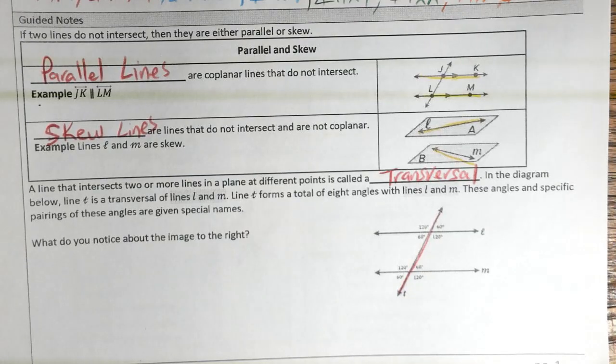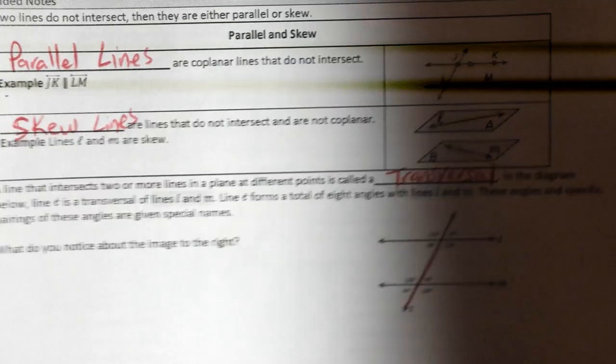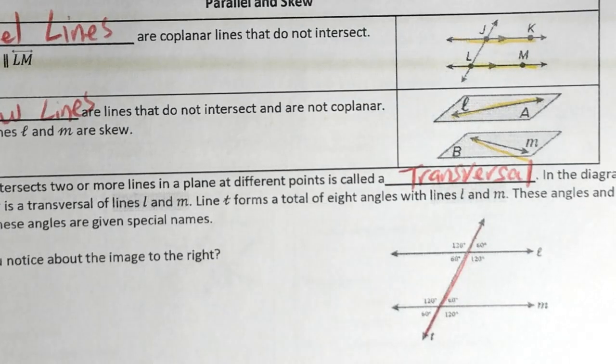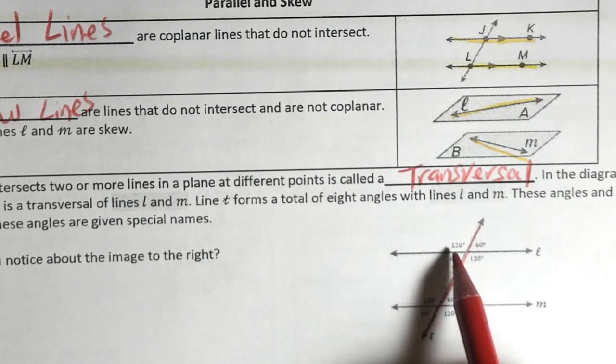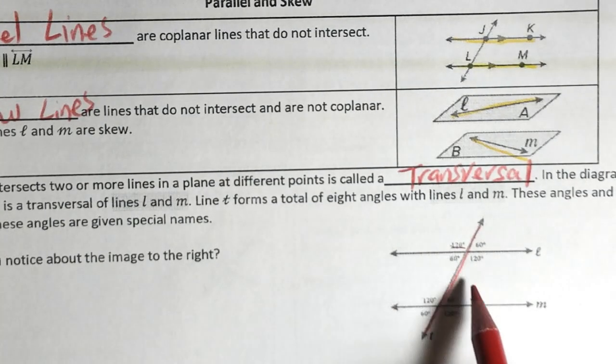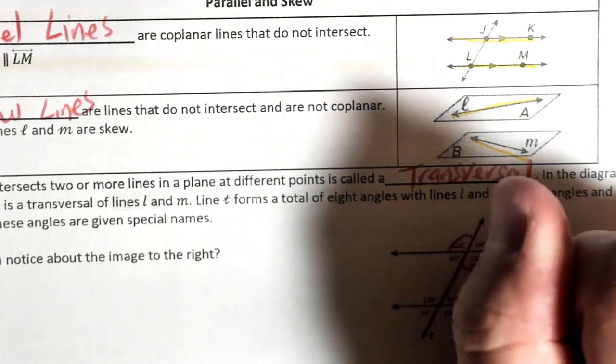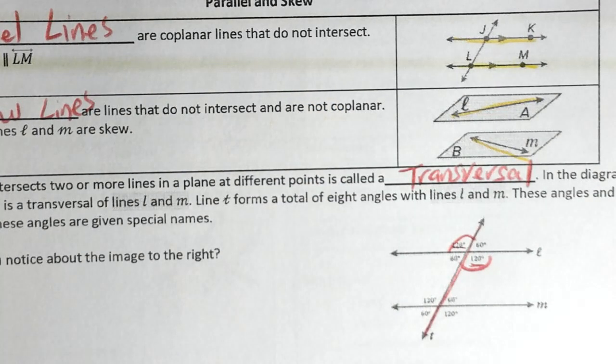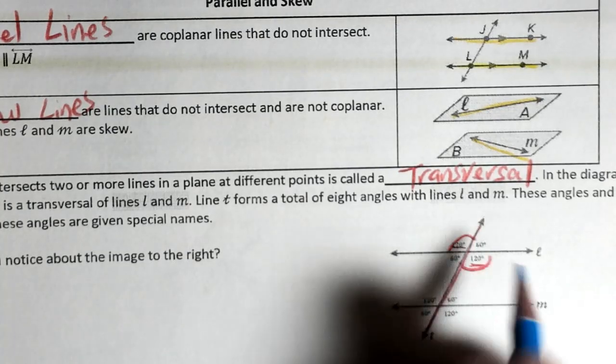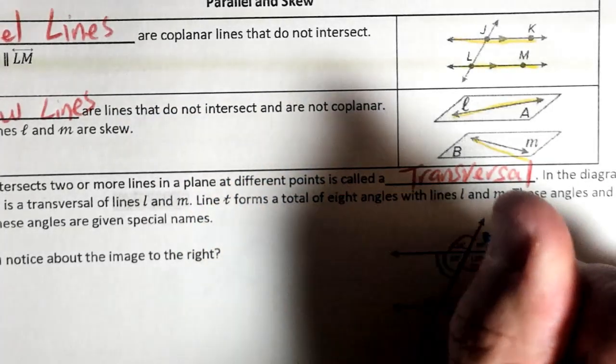What do you notice about the image to the right? So we're going to zoom in a little. So notice we're 120 on the top left, we're 120 on the bottom right. So these guys are congruent. We're 60 over here and 60 over here, so these guys are congruent.